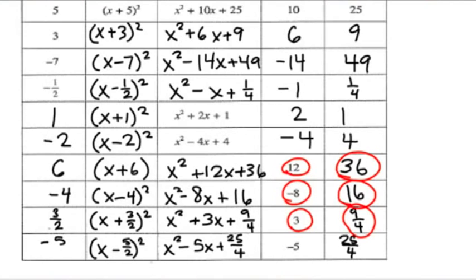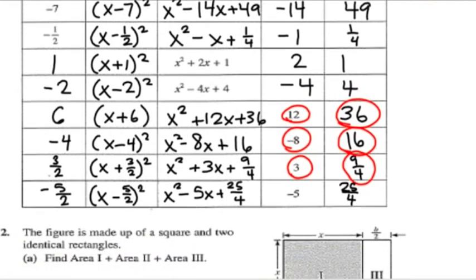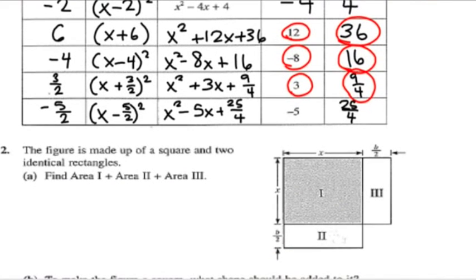And then we'll see over here that term, that -5/2. All right. What does that have to do with the price of tea in China? Let's take a look at this problem. So the figure is made up of a square and two identical rectangles. There's a reason they're identical.